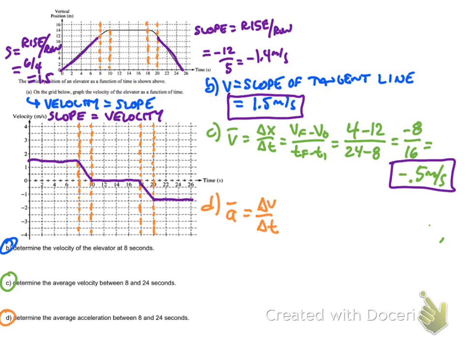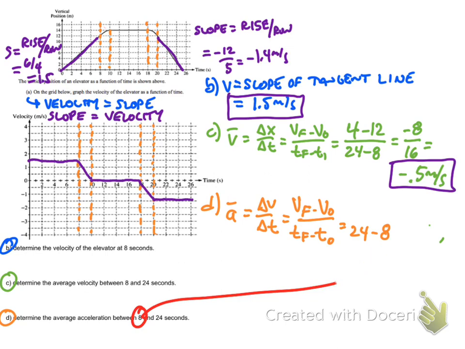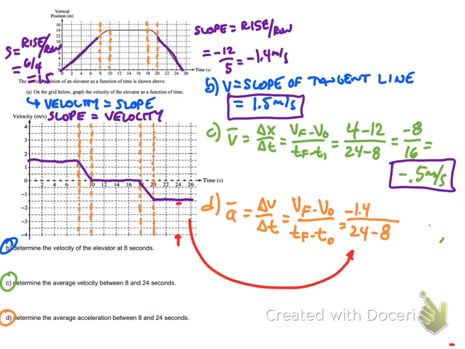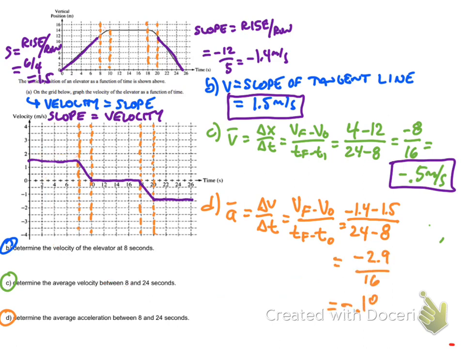Then D wants the average acceleration, which is delta V over delta T, which this time is V final minus V0 over T final minus T0. My final time is 24 seconds. My initial time is 8 seconds. At the 24 seconds, I can look at the graph and see that I'm at negative 1.4 meters per second. And at 8 seconds, I can look at the graph and see that my velocity is 1.5 meters per second. I do the subtraction and I get negative 2.9 over 16, which is negative 0.18 meters per second squared.